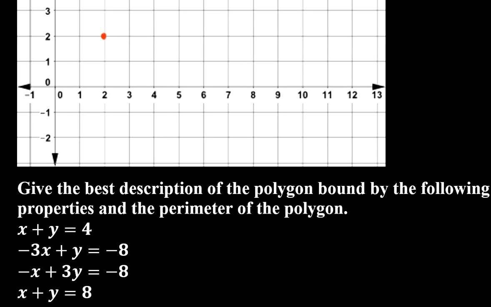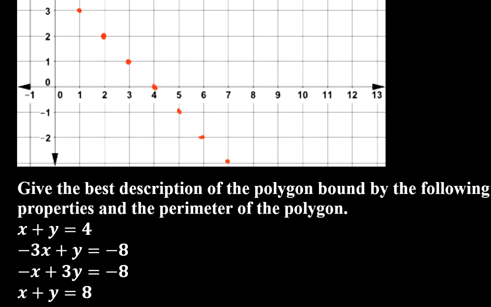If x is 3 and y is 1, that would be on that line. If x is 4 and y is 0, that's on that line. So I quickly see points that are on here, including if x is 0 and y is 4. And I can extend this line just following that pattern. I can certainly see the slope of this line is 1, and the y-intercept is 4. So that's the first one.